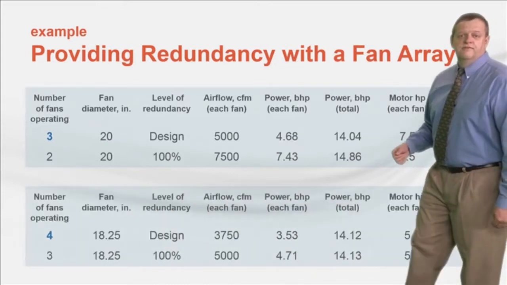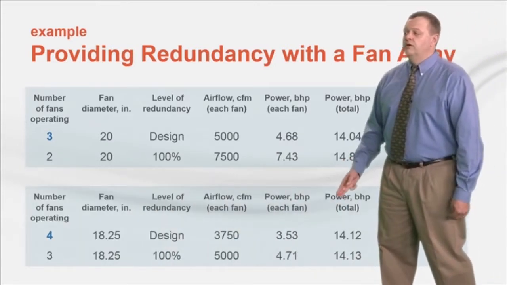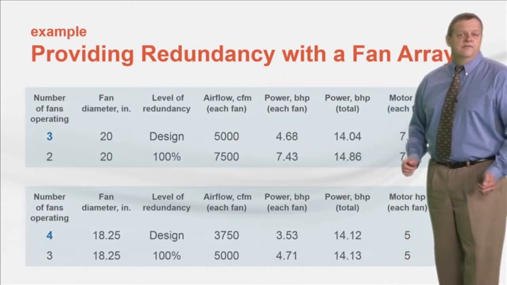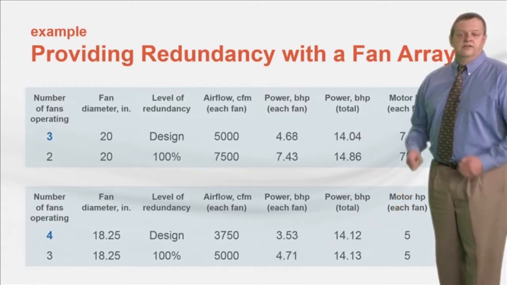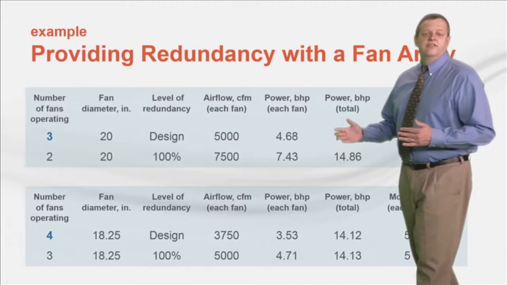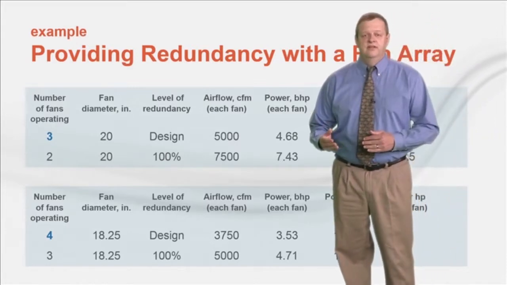The same is true for the 4-fan array. If any one of the fans was to fail, the remaining 3 fans could still deliver the design airflow without the requirement to upsize the motor during selection. So any of the configurations in this example can achieve 100% redundancy.